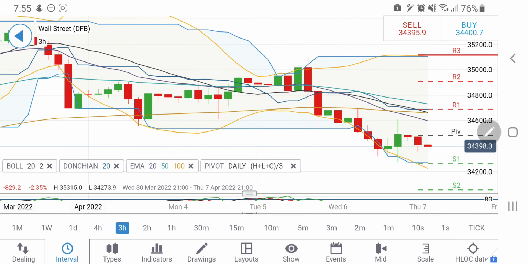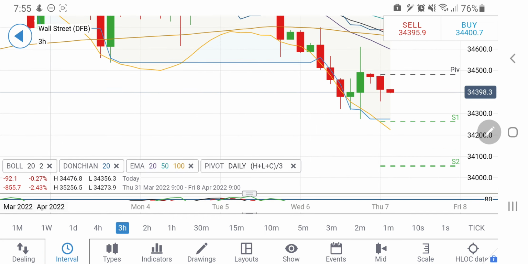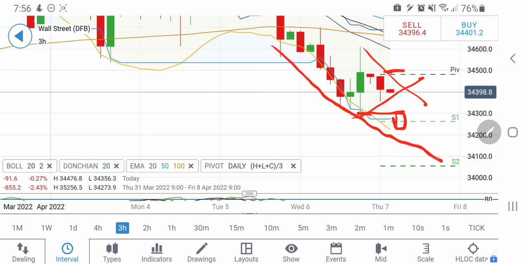On the 3-hour charts, the third candle is yet to begin, and this is still trying to trade in this zone. Probable long entry beyond 34,500 can be taken. Probable short entry below 34,300 can be taken. If it drops below 34,300, yes, you can go short, and you can expect that the next support level at around 34,150 to come into picture, 150-180 zone.